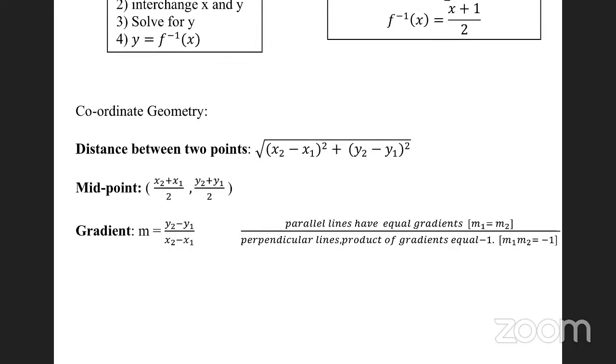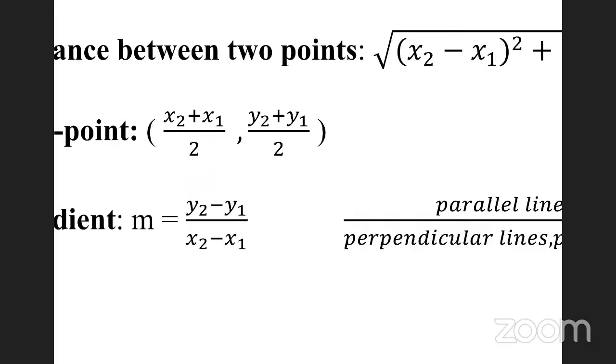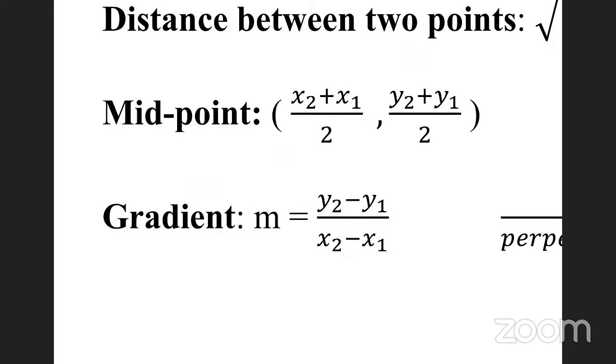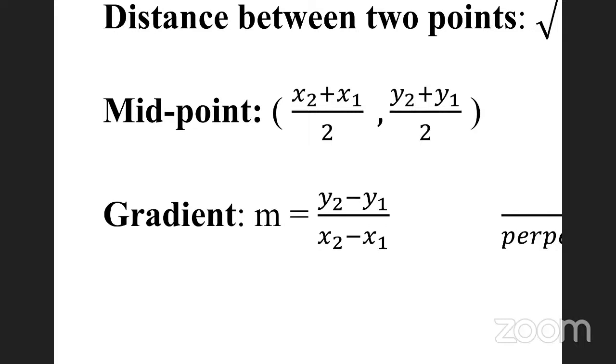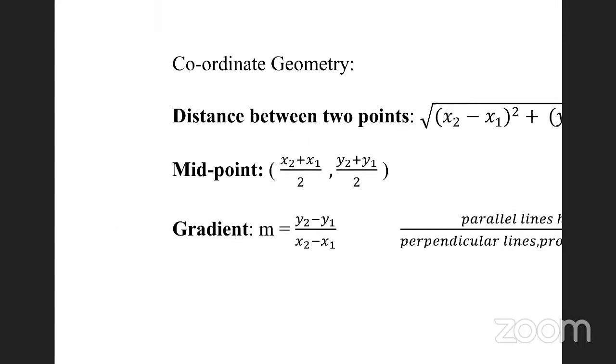You need to find the midpoint. It's hardly ever used, the first one. So how do you find the midpoint? Add up the two x values and divide by 2. Add up the two y values and divide by 2. That is your midpoint. If I gave you two points on a line, to get the midpoint you just follow that formula. And then you have the formula for gradients.